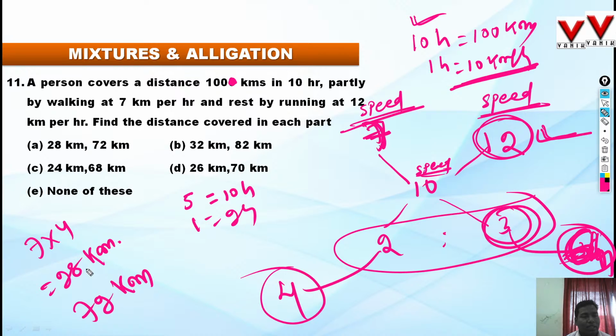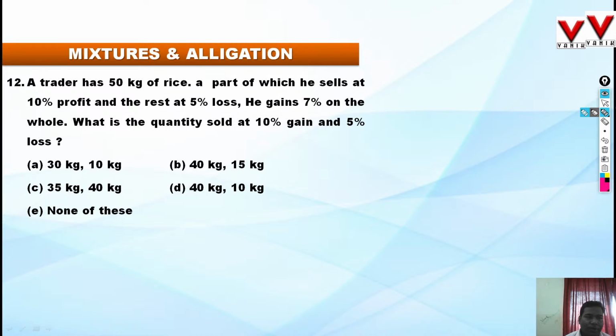A trader has 50 kg of rice, a part of which he sells at 10% profit and the rest at 5% loss, minus 5. He gains 7% on the whole, 7. 10 minus 7 is equal to 3. 7 minus minus 5 is equal to 12. This ratio is equal to 4:1.